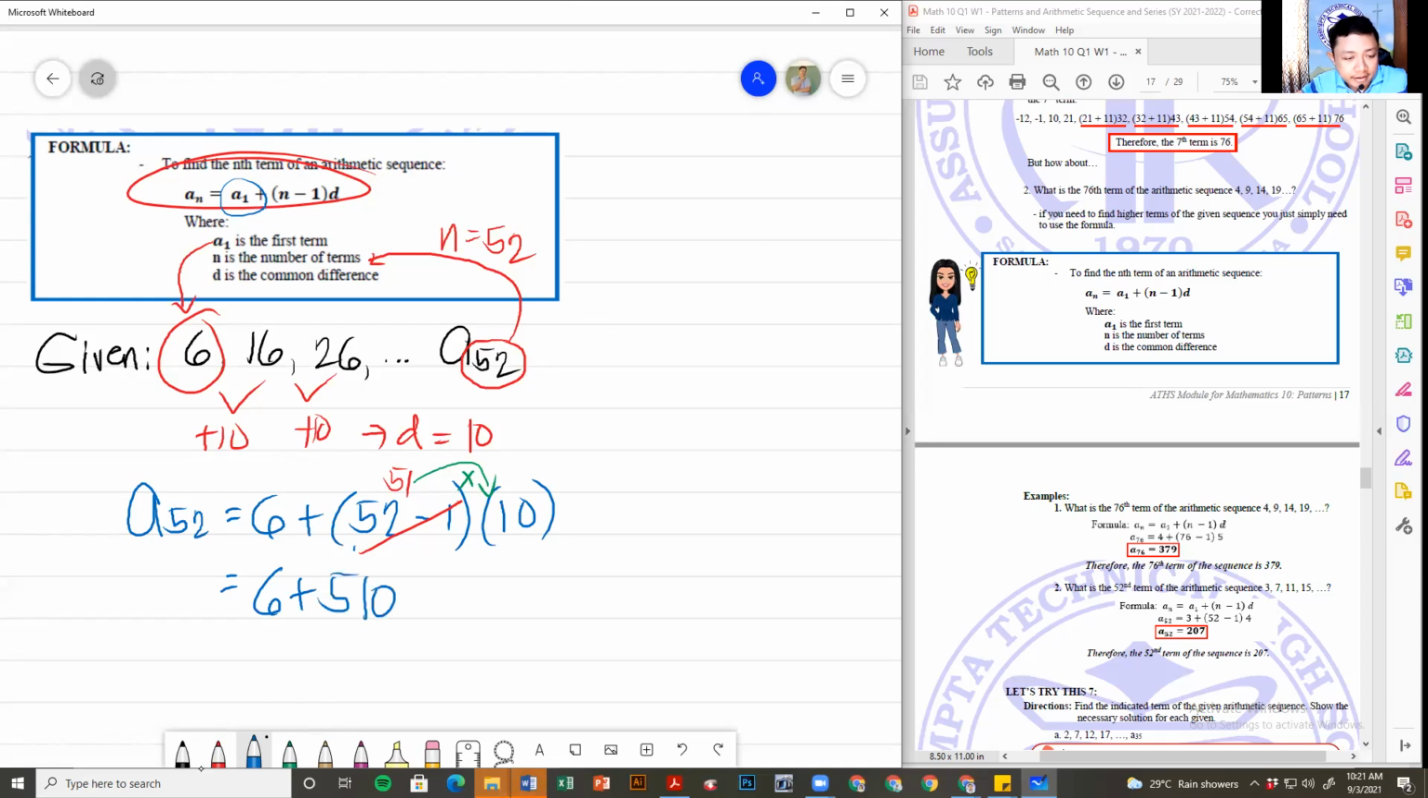And when I add this, 510 plus 6, it's 516. So that is the 52nd term of this pattern.